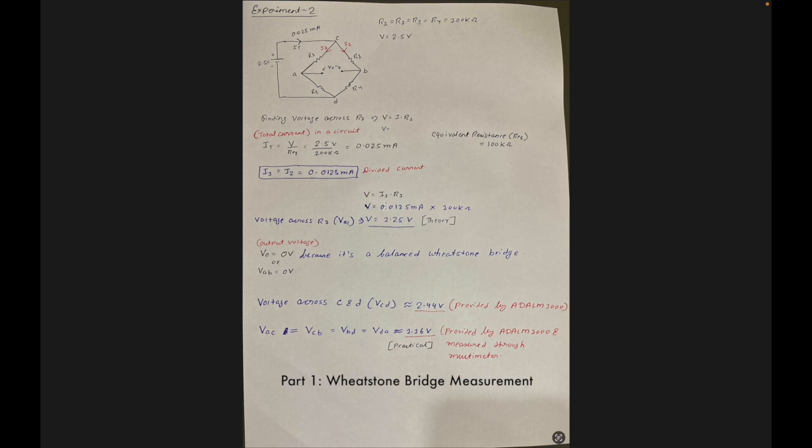Now we will put all the values in the formula of Ohm's law, V is equal to IR. So we will get 1.25 volt, which is the voltage across node AC. Now we will do the same with all nodes. Next we will do the same thing practically.